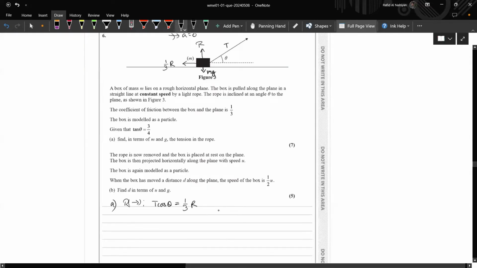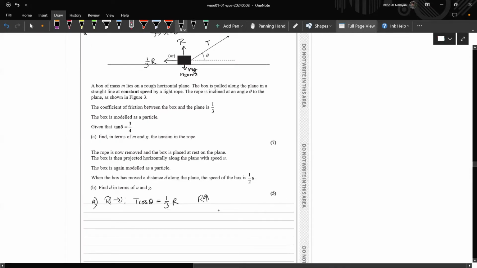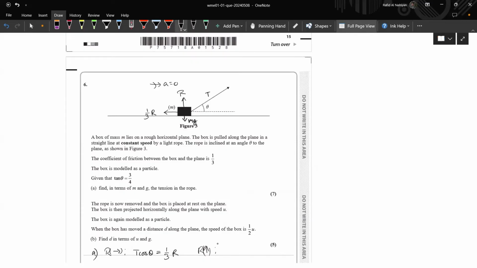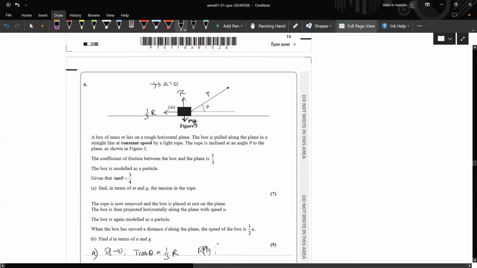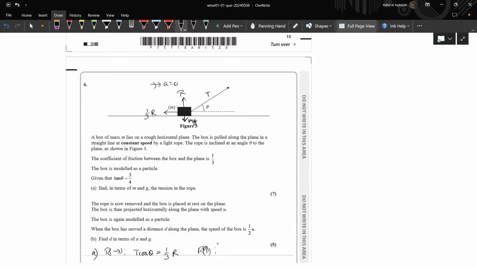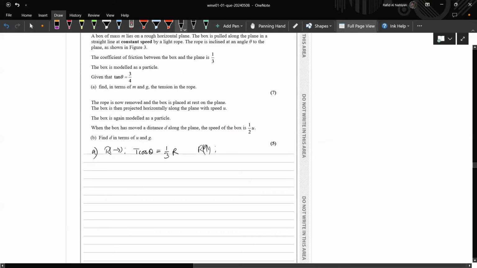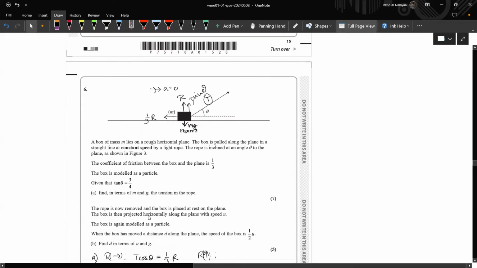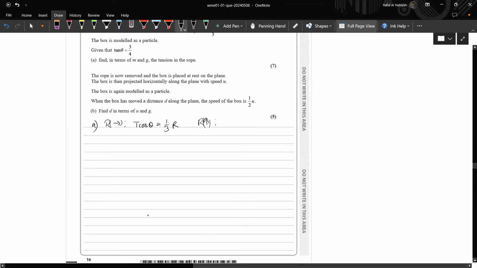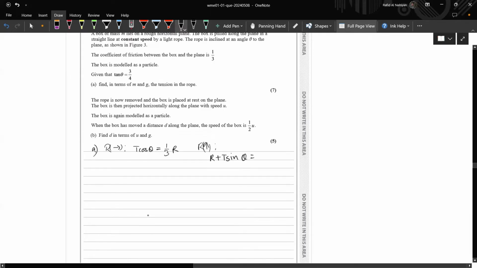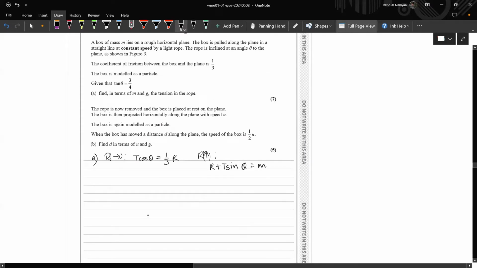For that, we have to resolve in the vertical direction. So in the vertical direction, I can see that on the box, I have a downward force, which is the weight, of course, mg, and what else? There's going to be a normal reaction force exerted by the floor, which is R, and of course there is another force, which is the vertical component of this tension, T sine theta. So I can construct another equation here. Since there is no vertical motion, the vertical forces must be balanced. So R plus T sine theta must be equal to the weight. The weight is mg, no? Yeah, it is. Okay, so now I've got two equations.